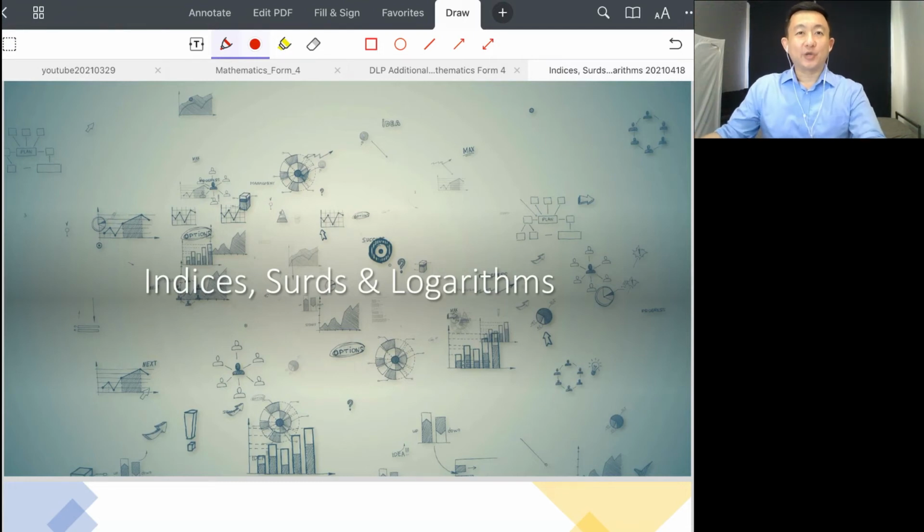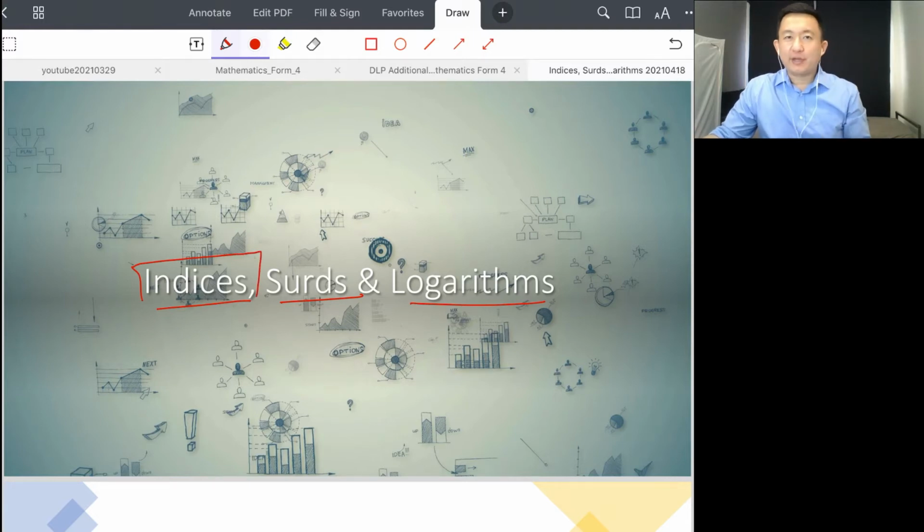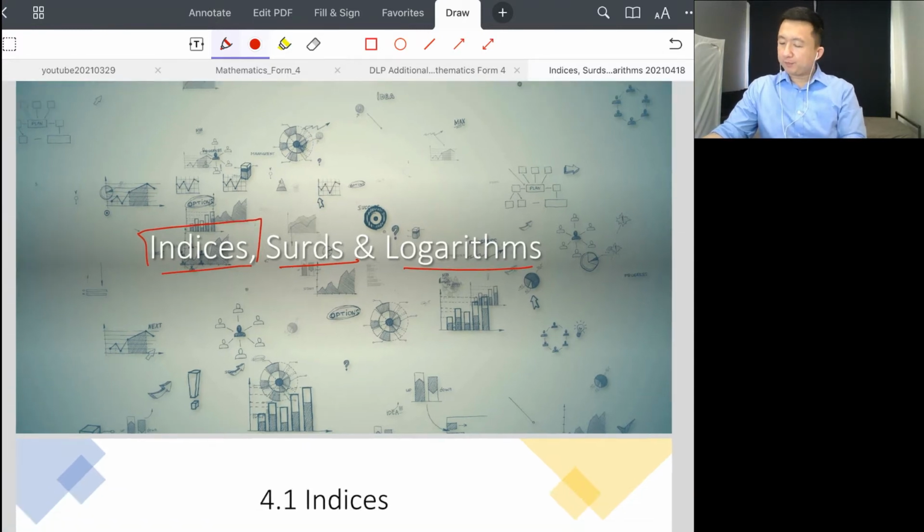In this lesson, you learn about indices, surds, and logarithms. Indices is your first subtopic, and indices is not something that you are not familiar with. By right, you should have learned this during your Form 3 Chapter 1. So there are a few things you have to remember.